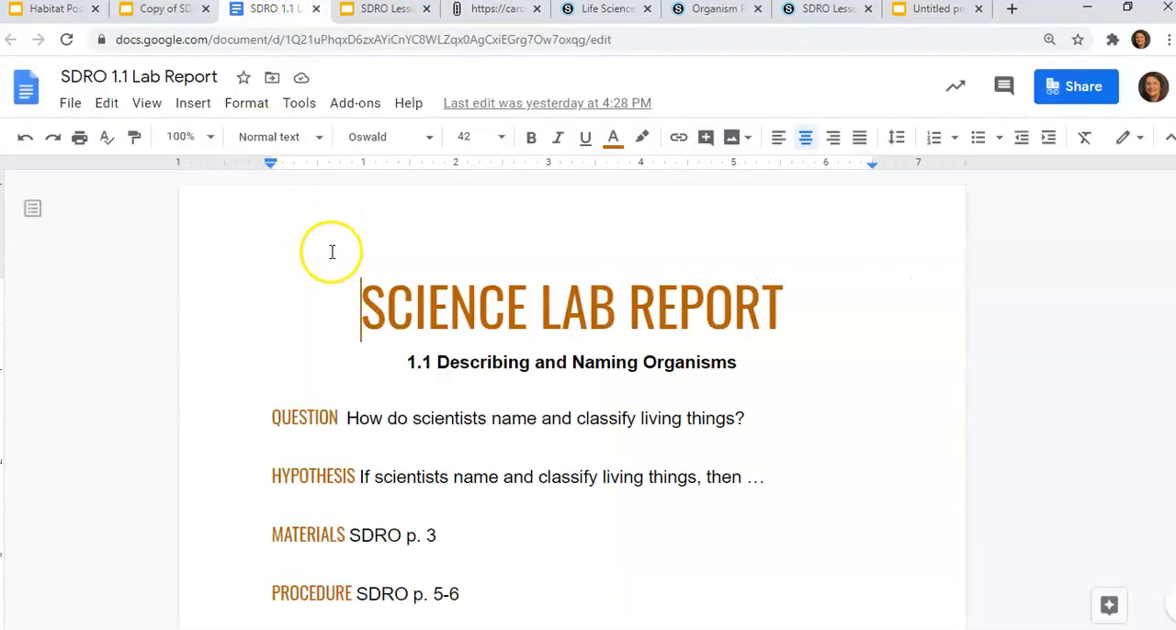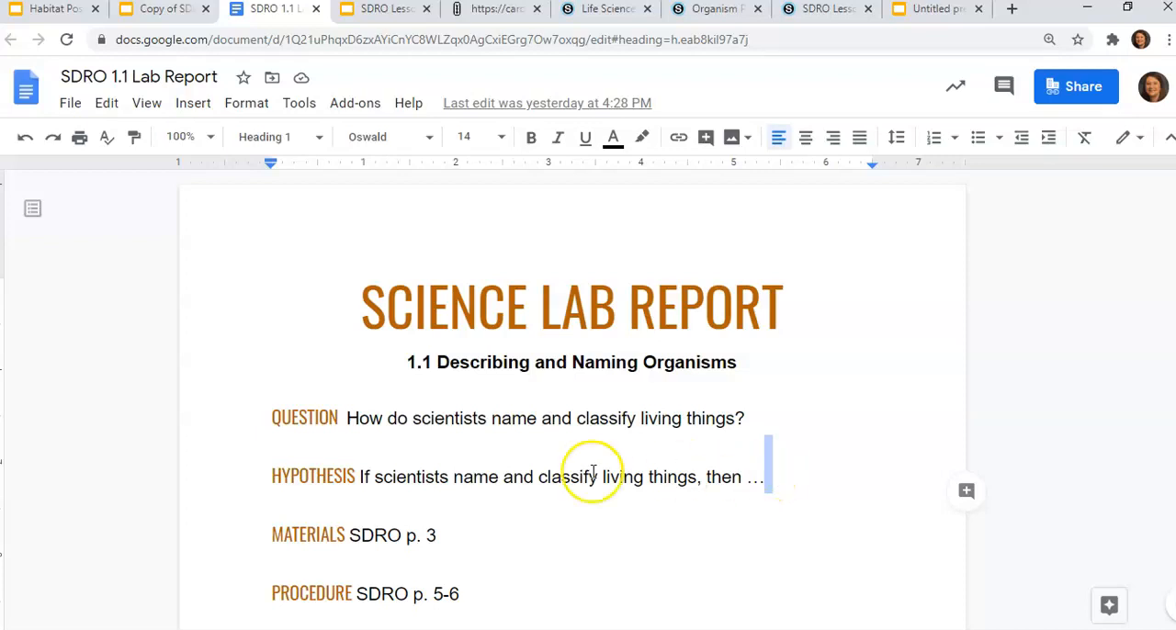Also, as part of this lab, we will have a lab report. On the lab report, I've already filled in some of the blanks for you, but there are places for you to fill things in. It has the title of the lab and our question for this lab: how do scientists name and classify living things? So you would form your hypothesis, and it's just a guess. A hypothesis is an educated guess about what you think the answer would be, or what you think the solution to a problem would be if that was the case.